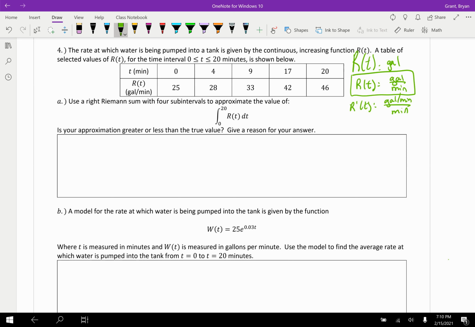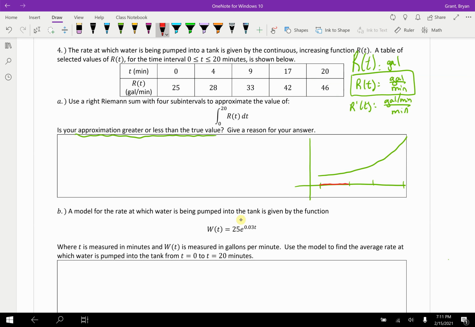Now, part A, write Riemann sum for subintervals. You guys can do that. Is your approximation greater than or less than the true value? Now, this is something we haven't discussed yet this video, but we've done it before. Riemann approximations are all about the shape of the graph, and they told us about R of t. In particular, they told us that R of t is increasing, and it looks to me like all the values are positive from 25 to 46, so I just cheat and draw a random increasing positive graph, make a few subintervals, and we do write Riemann sum.